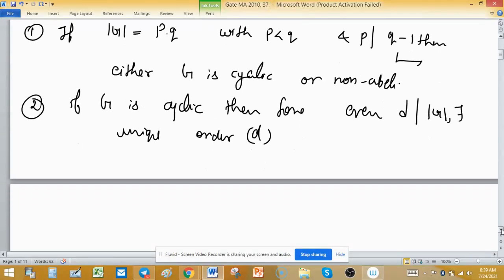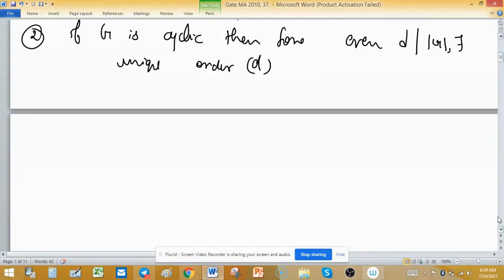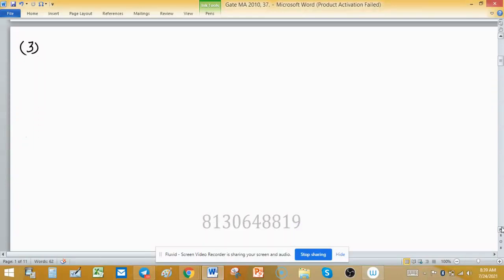And the third fact is, you have to focus on my words, not what I have written here, because I can skip something as I am not able to write faster. Fact 3 is the Lagrange theorem, which says the order of a subgroup divides the order of G.